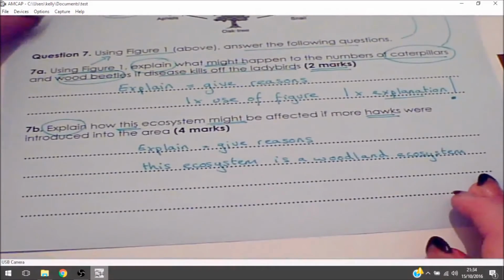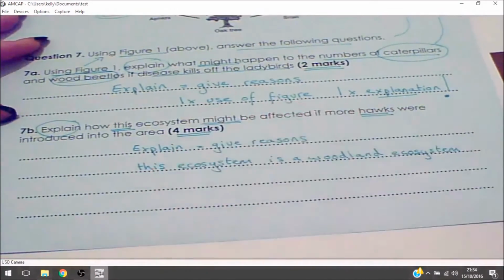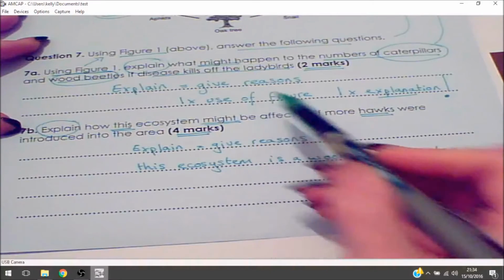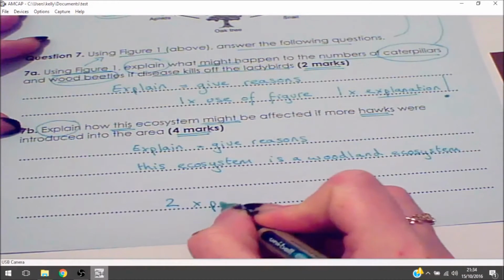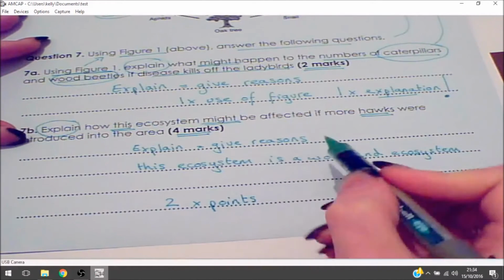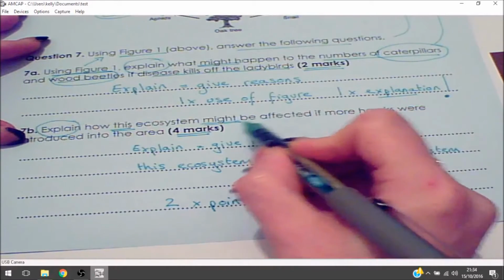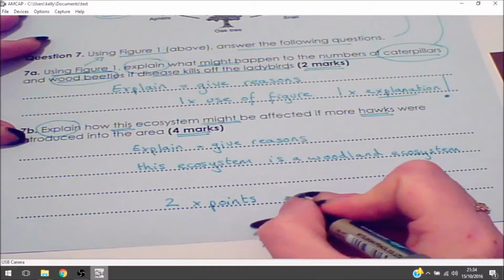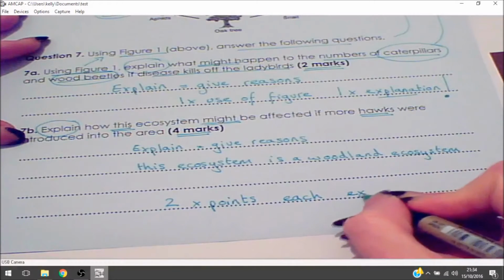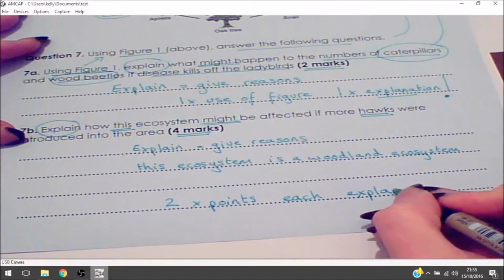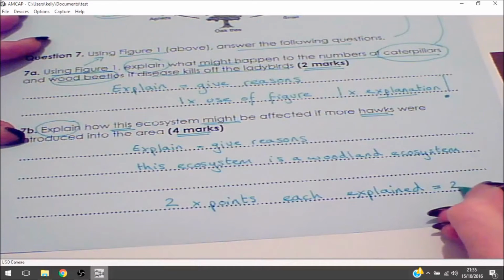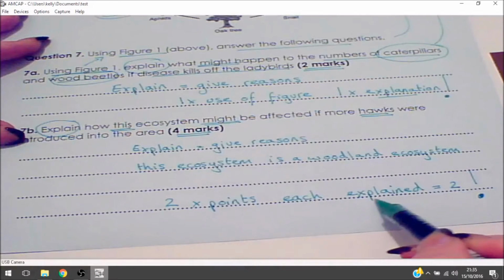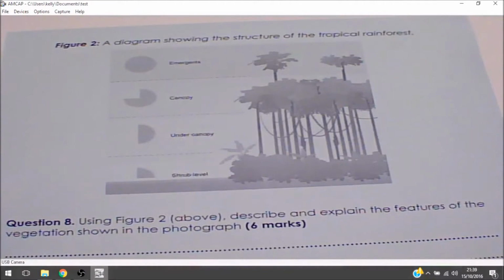Now if we go back to the question, this question is worth 4 marks. So a bit different to the question before, question 7a. This time we're looking for 2 points. So 2 potential reasons in which more hawks might affect this ecosystem. And each point has to be explained. So if you've got 2 points and each need to be explained, you need to explain them twice. Again, very important. To access these 2 additional marks, you must explain. Let's look at the next question.